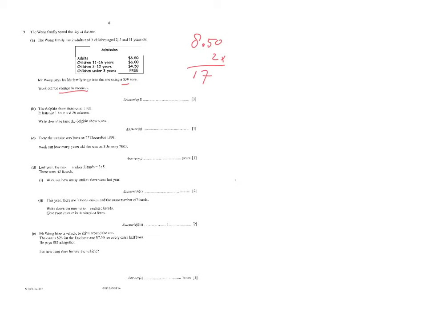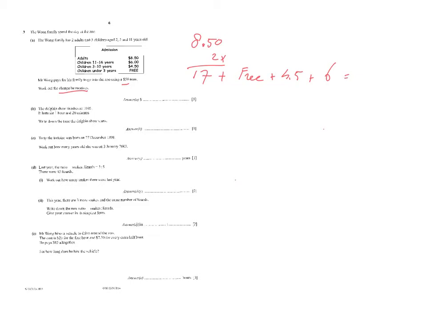Then we have 3 kids aged 2. Well, that one will be free. I'm just going to write it down for 3. Aged 5 and 11. So the aged 5 will have to pay £4.50, and the aged 11 £6. So 17 for the adults, free for the baby, £4.50 and 6.